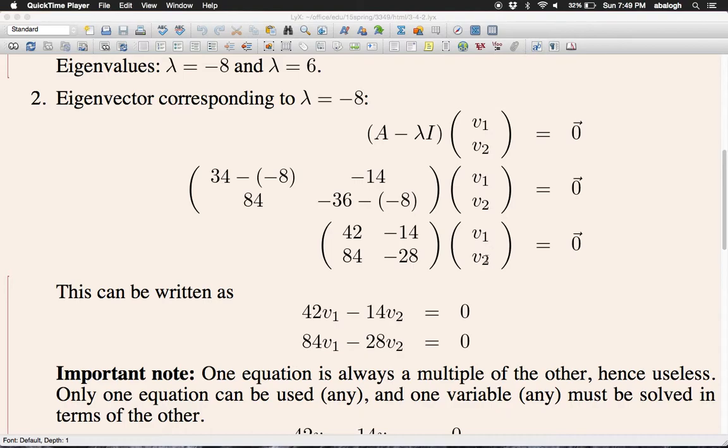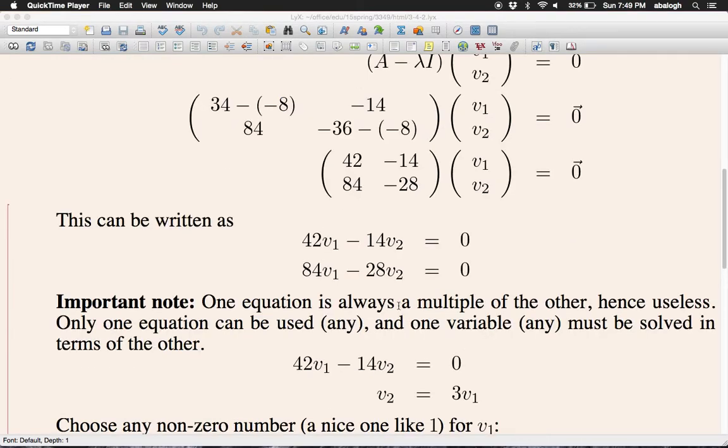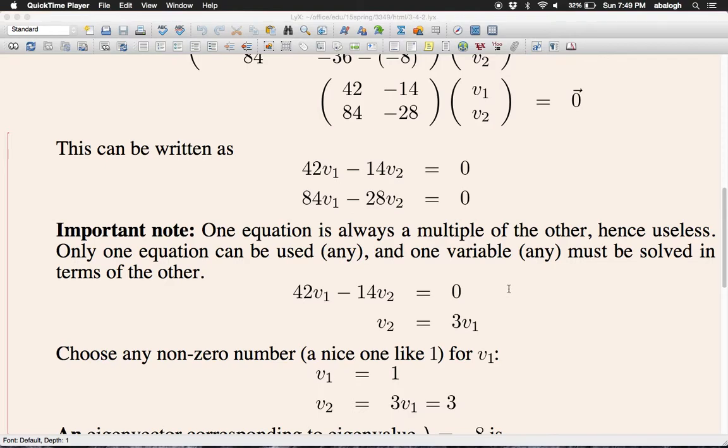Then you get this simplified matrix times the vector v1, v2 equals 0, and this is the same as writing the 2 equations for the 2 unknowns separately. It's very important to know that when we try to find the eigenvectors, it turns out that only one of the 2 equations can be used. The other is a multiple of the first. So in this case, the second one is twice the first. So the second one is useless, basically.